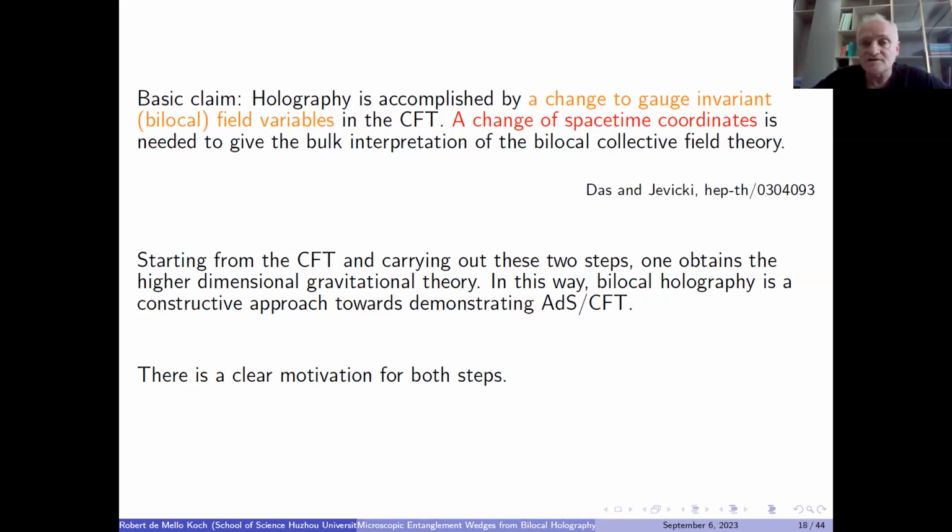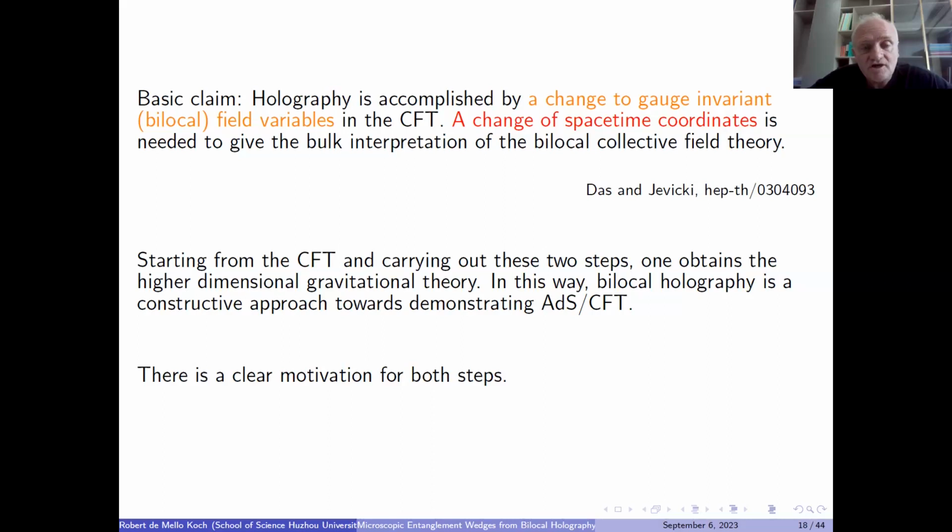Bilocal holography was proposed by Das and Jevicki in a paper that is now about 20 years old. The basic claim is that holography is accomplished by a change to gauge invariant bilocal field variables in the CFT. In addition to that, you need to perform a change of space-time coordinates to give a bulk interpretation of the bilocal collective field theory. And that's exactly what I'm going to do in this section.